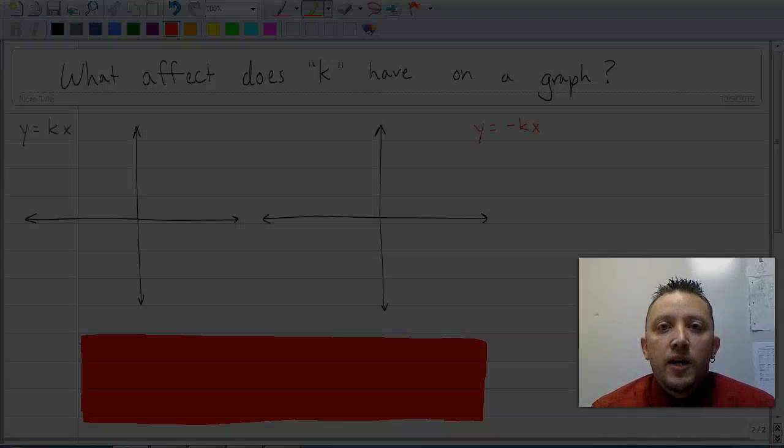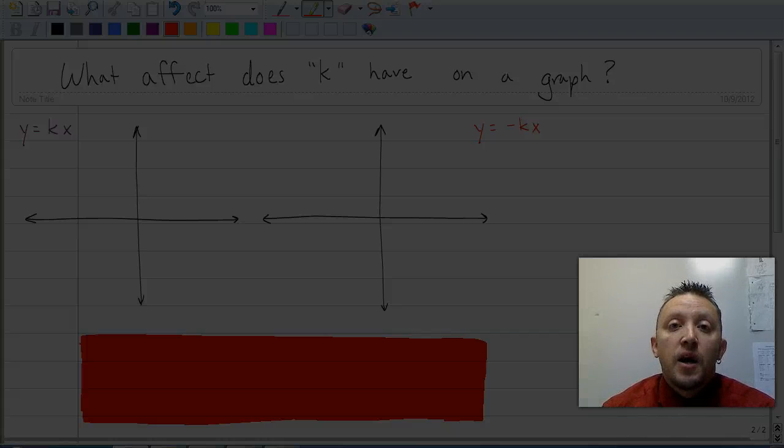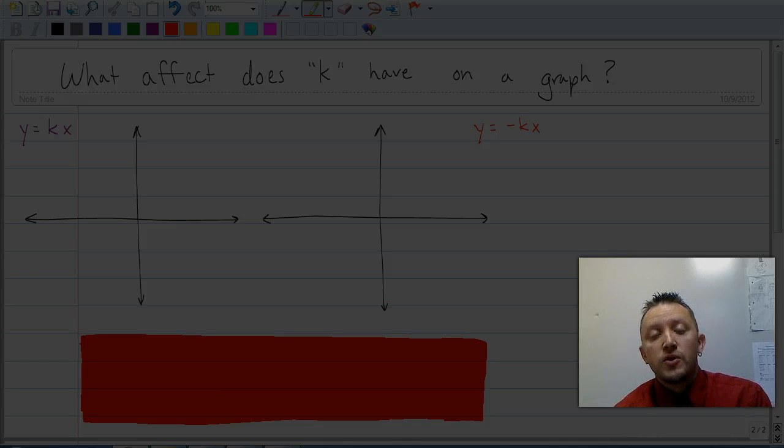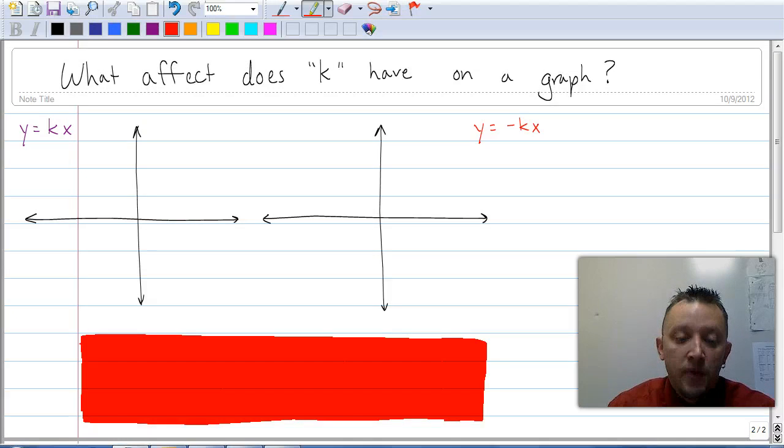Okay, so I want to talk about how k, that value we looked at the last couple of days, affects a graph. We're going to look at how it affects a line in the form y equals k times x and y equals k times x squared. Because k is a significant value, and the more we know about k, the easier it'll be for you to identify certain graphs. So let's start with y equals k times x.